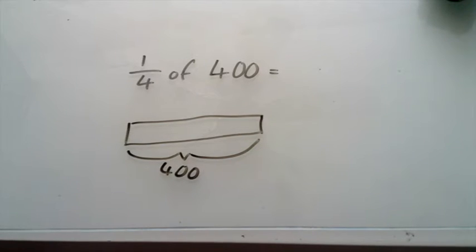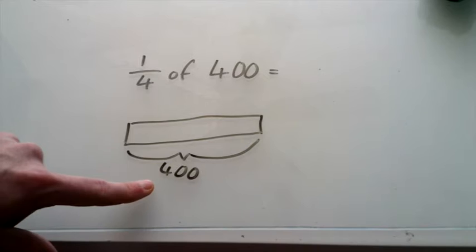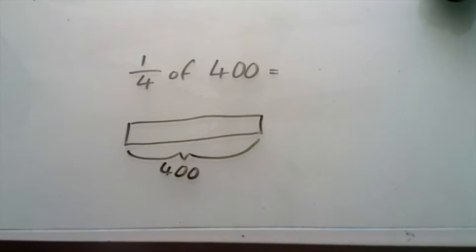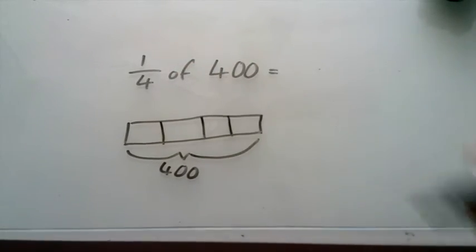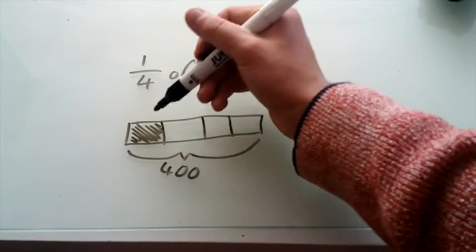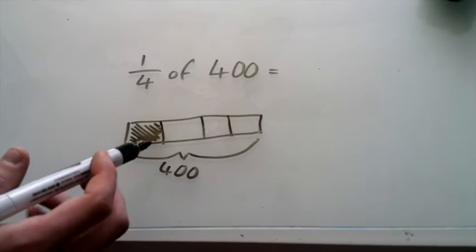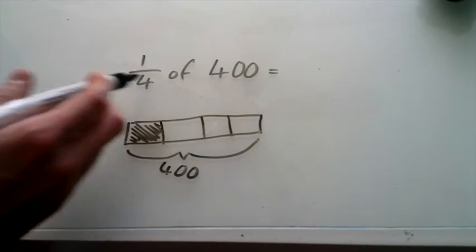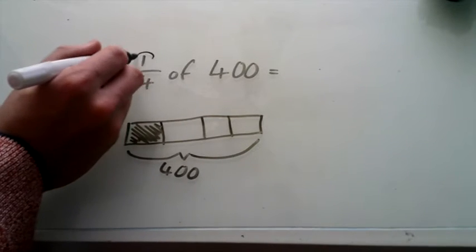Look at what it actually means to find a fraction of a quantity. Now, this is a whole, so the whole is 400. That's our quantity. We're then finding a quarter of that. So we're splitting that whole into 4, and then we're finding one segment, because it's 1/4 of that.